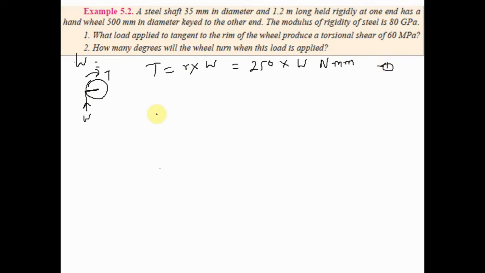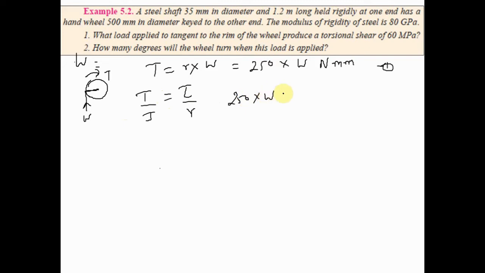Now let's move on to the next part. How do we find the value of this W? We have to use the torsion equation: T by J is equal to tau by R is equal to C theta by L. From there, one part we can use is T by J equal to tau by R. The T value we calculated from the first equation is equal to 250 times W.